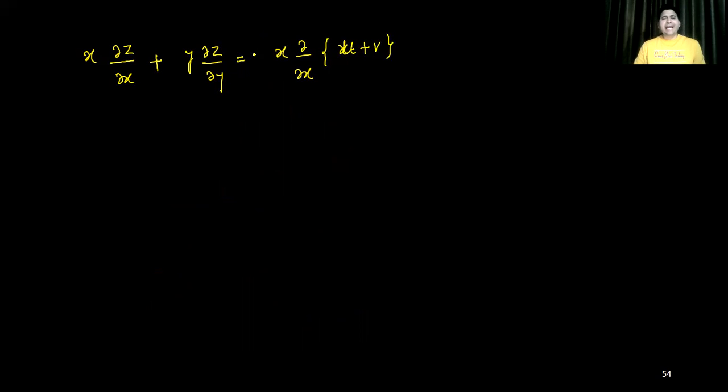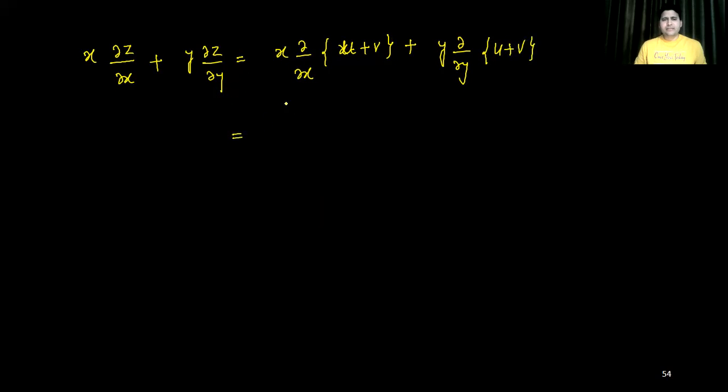And what is the question asking? They are asking x into del z over del x plus y into del z over del y. And they say the value of z is u plus v. Remember, here we cannot apply n times z. Why? Because z is not a homogeneous function. Individual components of z are homogeneous of different degree, but z is not homogeneous. So I'm just reducing it in terms of u and v.